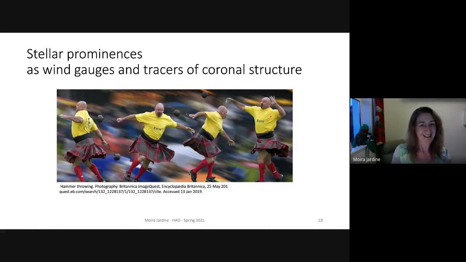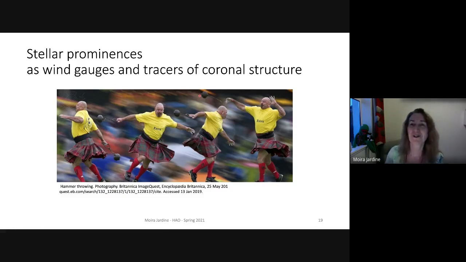The gentleman in the yellow t-shirt has got a very heavy iron ball attached by a chain to his hand. He spins round and round and round. And at some point he lets go, and the trick is to see who can throw it the furthest. And this is how we imagine slingshot prominences behave. The star is the man in the yellow shirt. The prominence is the iron ball, and the chain is the star's magnetic field. As the star spins, the prominence co-rotates with the star until eventually it escapes.